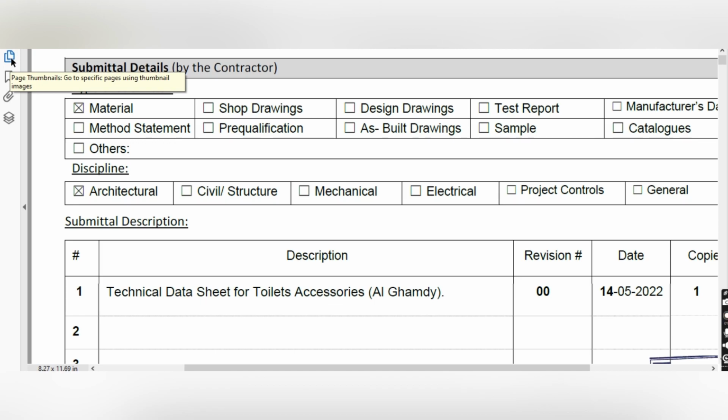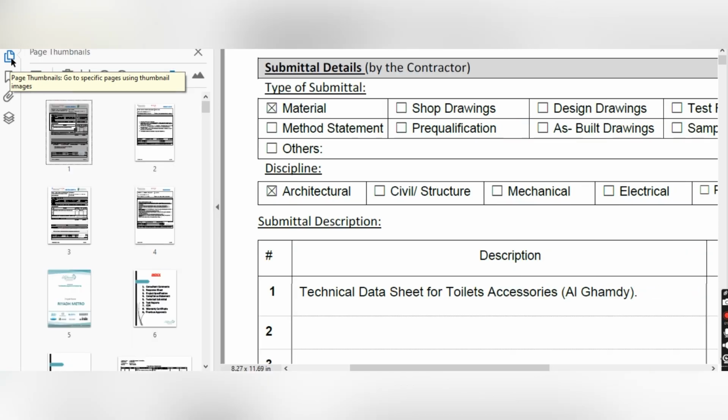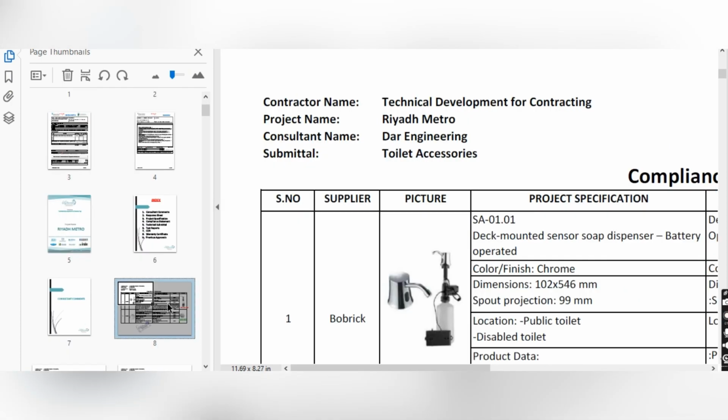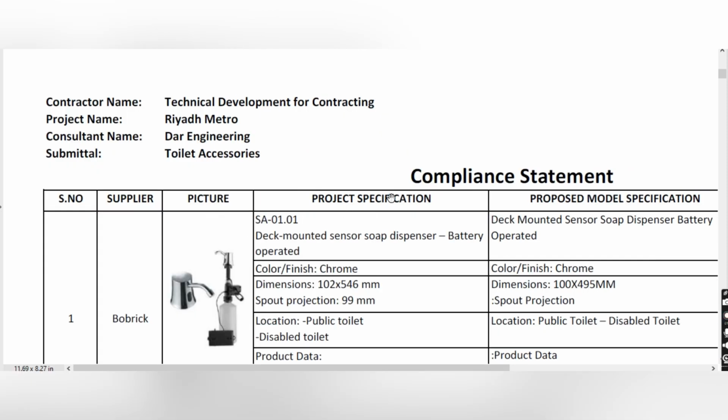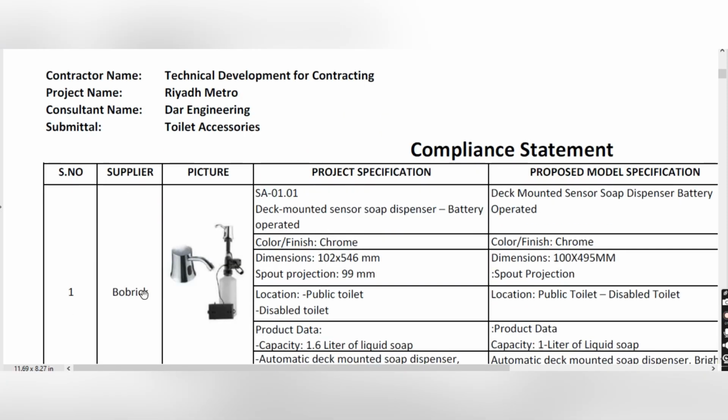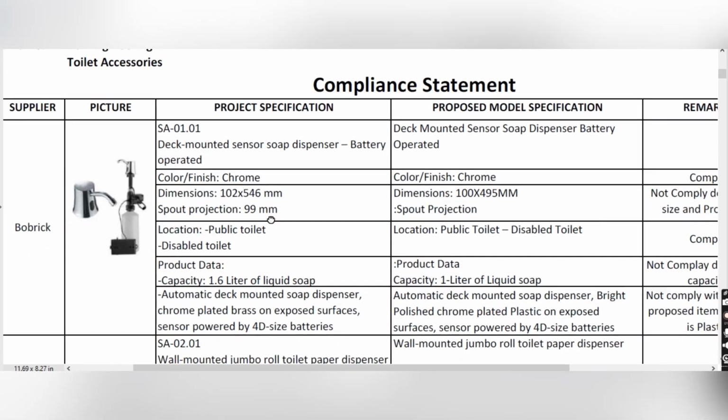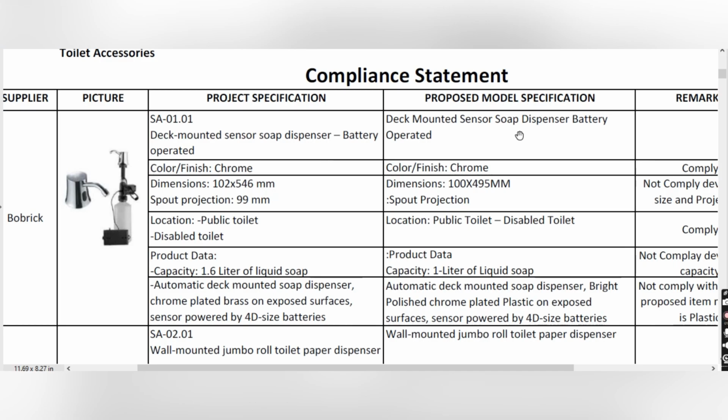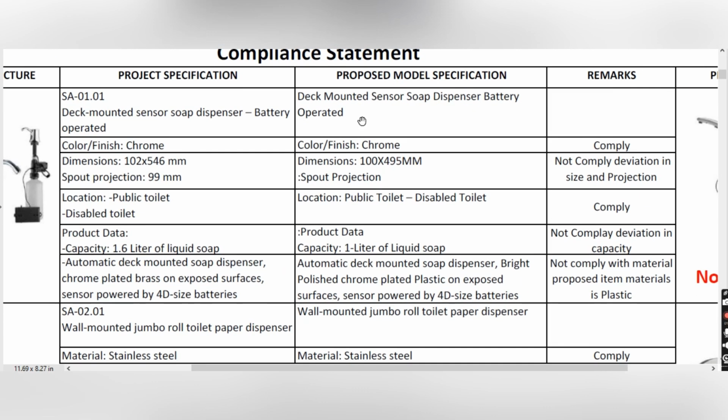So let me show you what's here. This is a compliance sheet for the material. You can see it here. You have to write this is a Bobrick supplier, serial number, picture of the material. This is the project specification about this material, and this is the proposed model specification. This you will get from your client, and this you will get from the supplier.